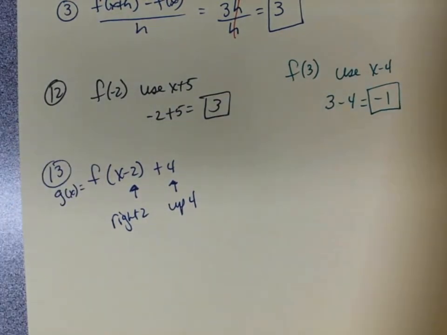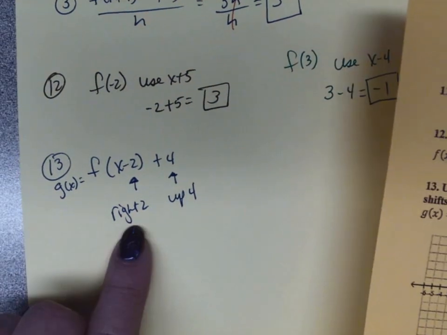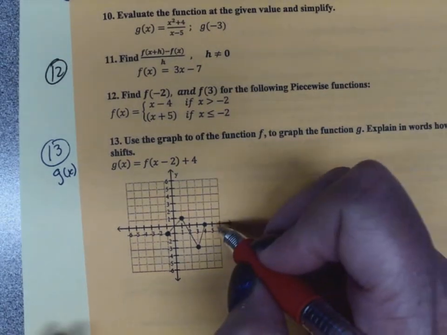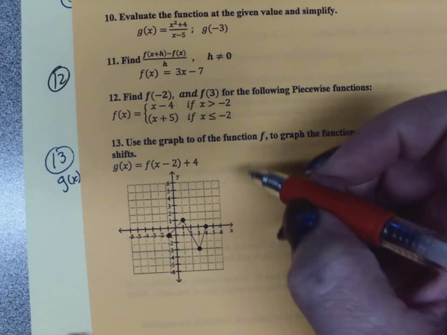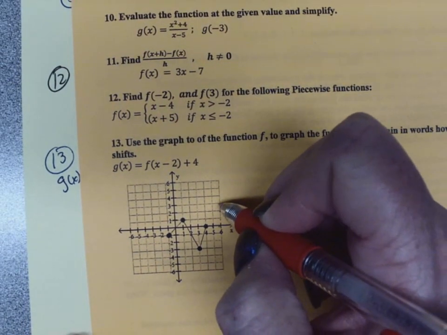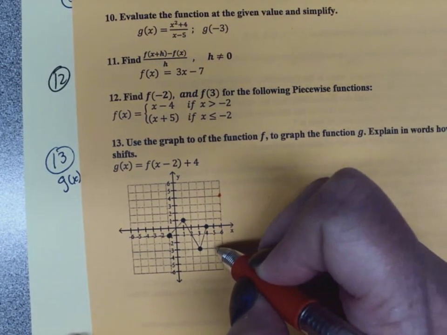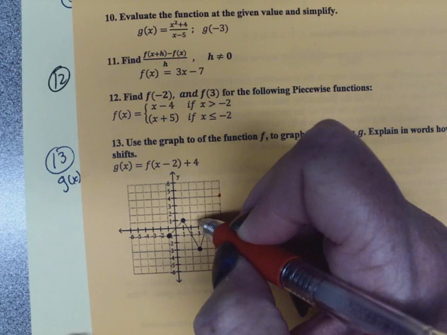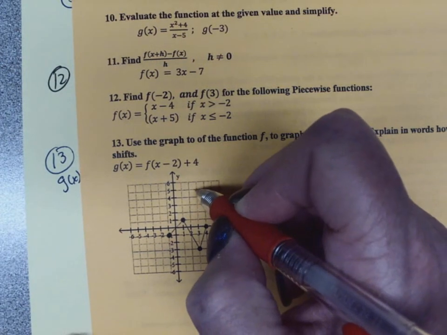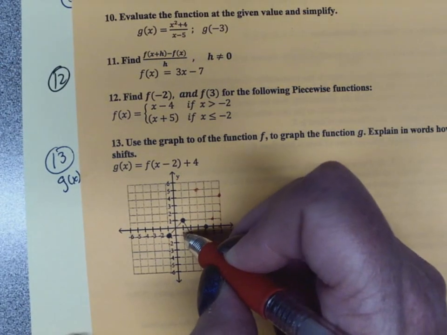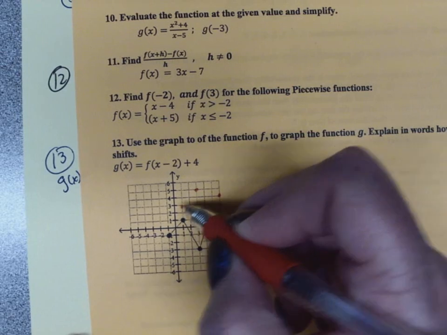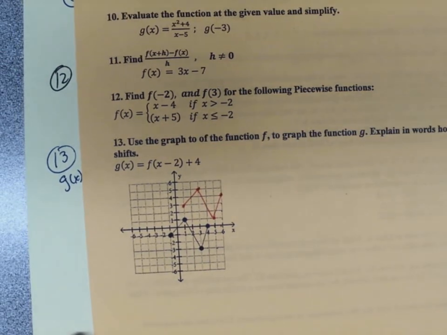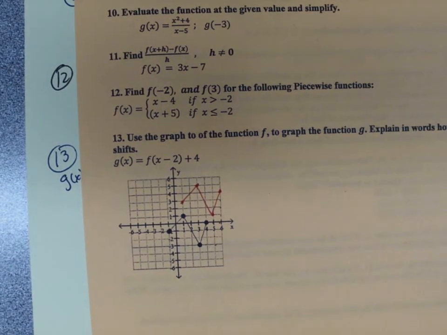And then we need to actually do the graph on that. So I'm going to go right 2 and up 4 on each part. So I'm going to go 1, 2, right 2, and up 1, 2, 3, 4. Over 2, and up 1, 2, 3, 4. And then I'm going to connect my dots. Don't forget to do that part of the graph.